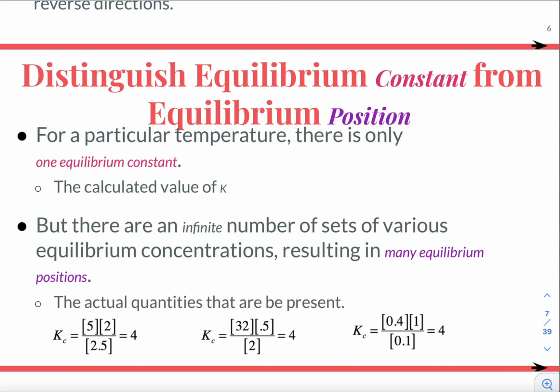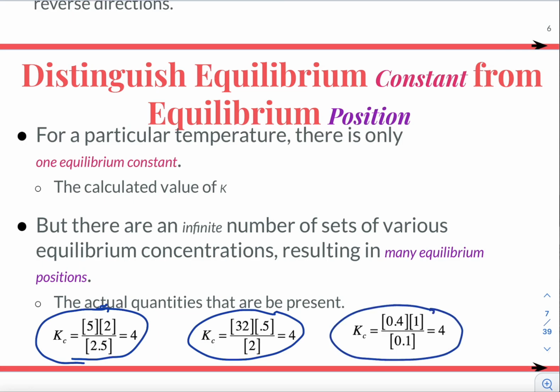So for example, if we use this, and I'm going to show you how to set these up in just a minute, but if we use this, you would have a concentration of 5, 2, and 2.5 to equal 4. But if this was the same reaction, you could have totally different concentrations, but they would still equal 4. So the idea here is that no matter what concentrations you have, you're going to have the same constant. So the reaction will fix itself to get to this equilibrium constant.